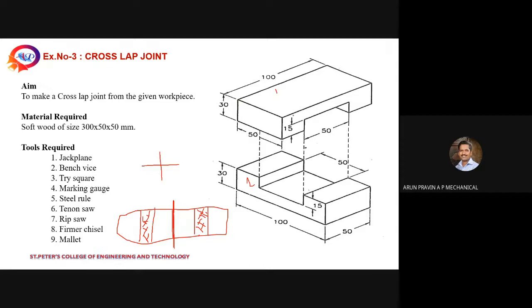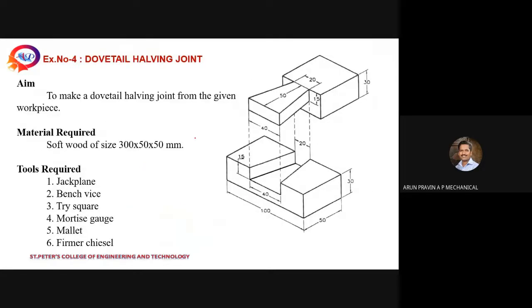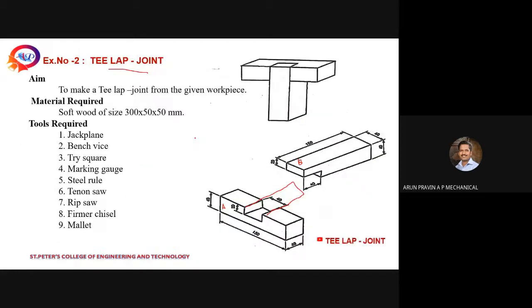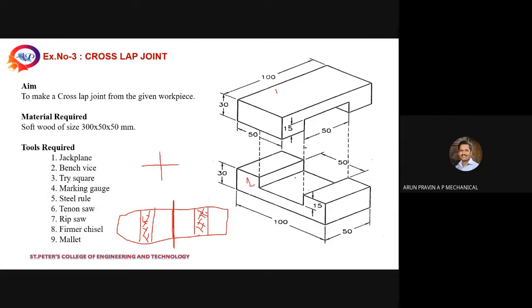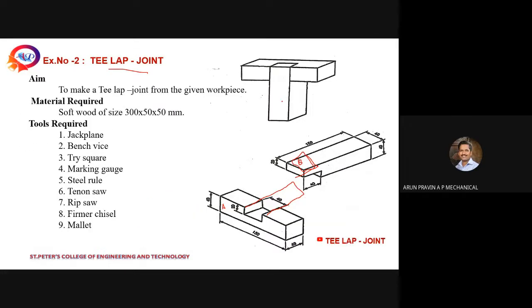Cross lap joint. Then last is your dovetail joint. Similarly, for the T joint we have a square shape, exactly rectangular or square shape out here. But in the case of the dovetail joint, the main disadvantage of the T joint is that the workpiece may be removed easily.